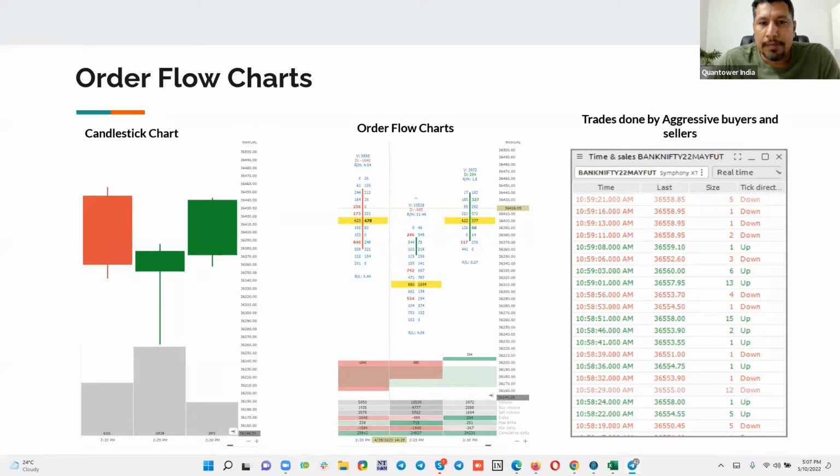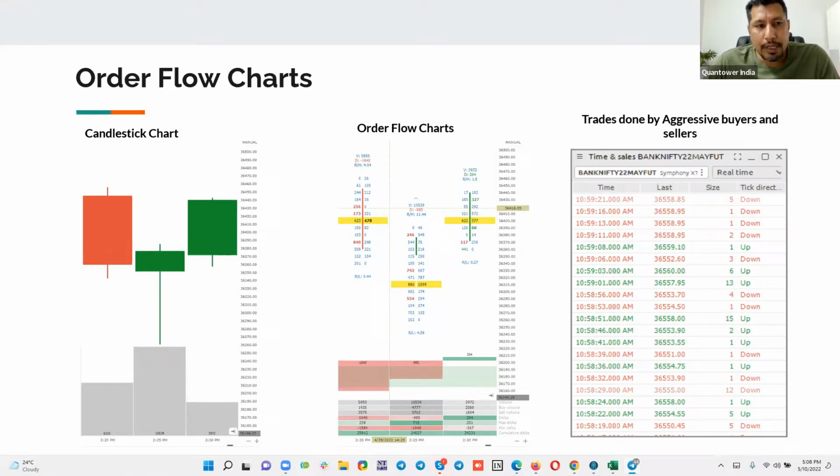On the right side, you see there is a time and sales window where we record all the ticks that are traded, and with every tick we mark whether the trade was done at a bid price or ask price. The concept is very simple. We just look at whether the current trade was above the previous tick or below the previous tick. If the current trade is below the previous tick, then we consider the trade was done by the aggressive sellers at market. And if the current tick is above the previous tick, then we consider the trade was done by the aggressive buyers at market.